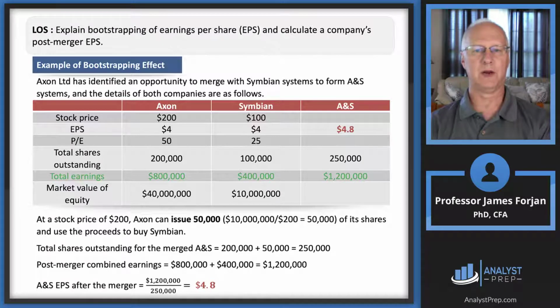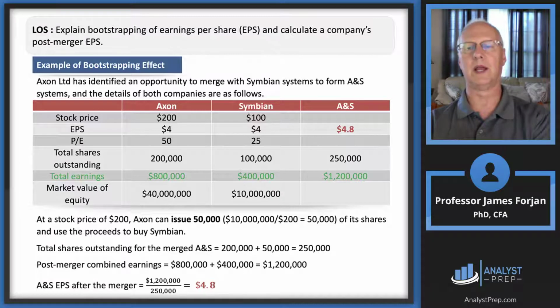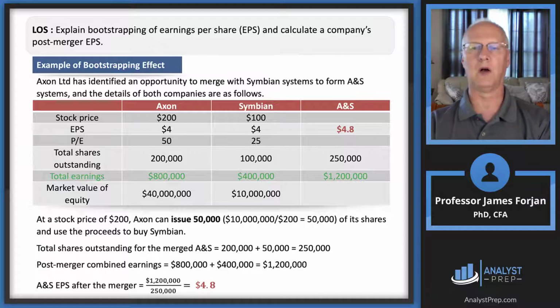PE ratios right there in the middle, 50 and 25, total shares outstanding, and that leads us to total earnings. So look there, 800 for Axon and 400 for Symbian. And then notice over in the green on the right-hand column, that's 1.2 million. So total earnings, 8 plus 4 gives me the 12. So that's the line to tell you that there's really no synergies going on. There are no revenue enhancements. There are no minimization of expenses, et cetera, et cetera.